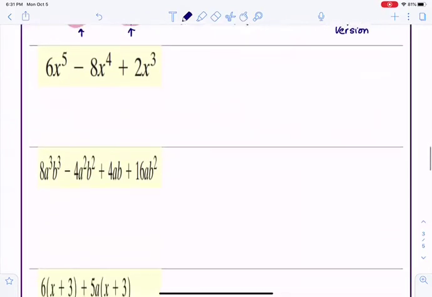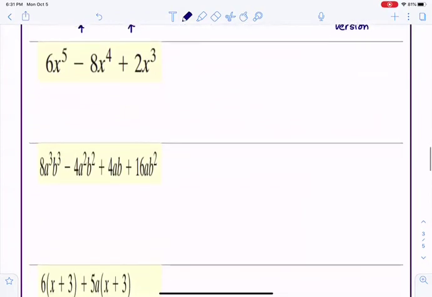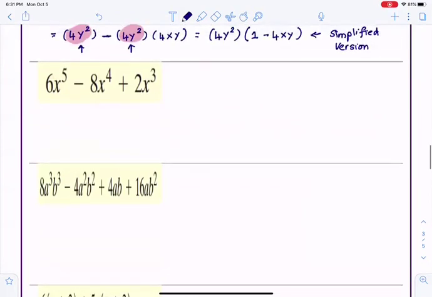Now we have a trinomial, but the process is nothing different. Consider each monomial, each individual term, and let us look for the smallest number that we can recognize between 6, 8, and 2. That would be 2.